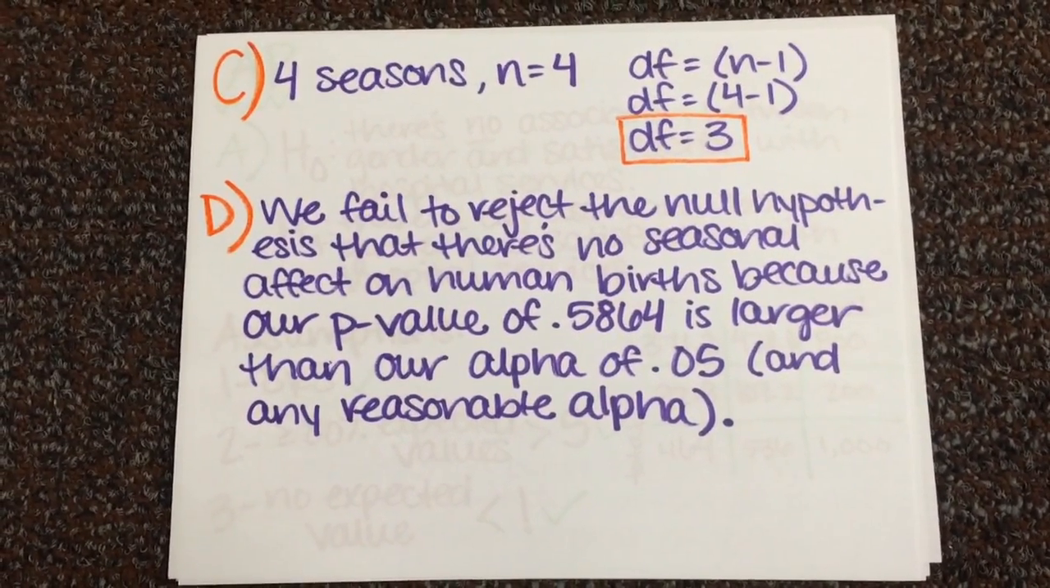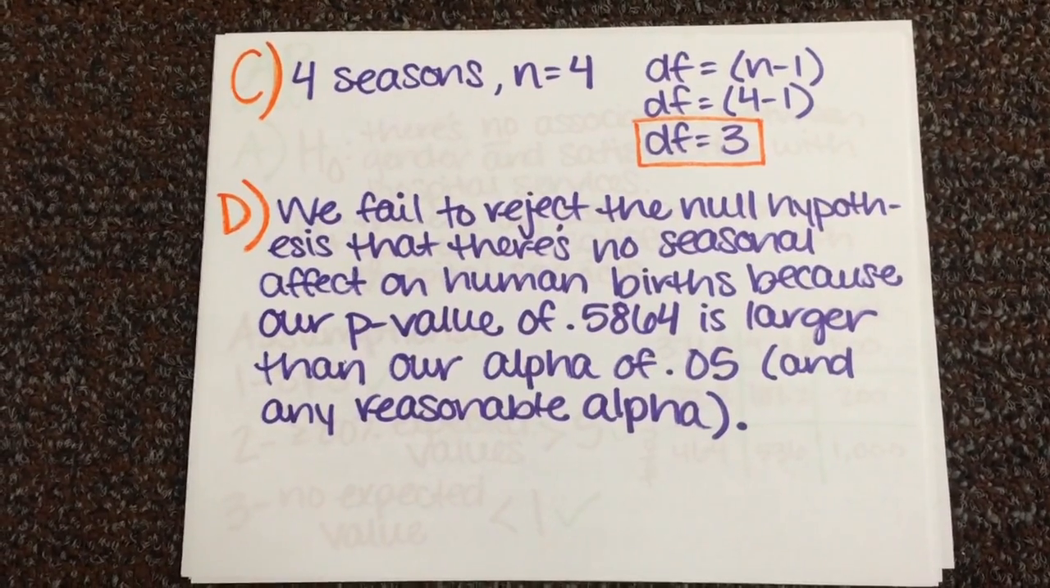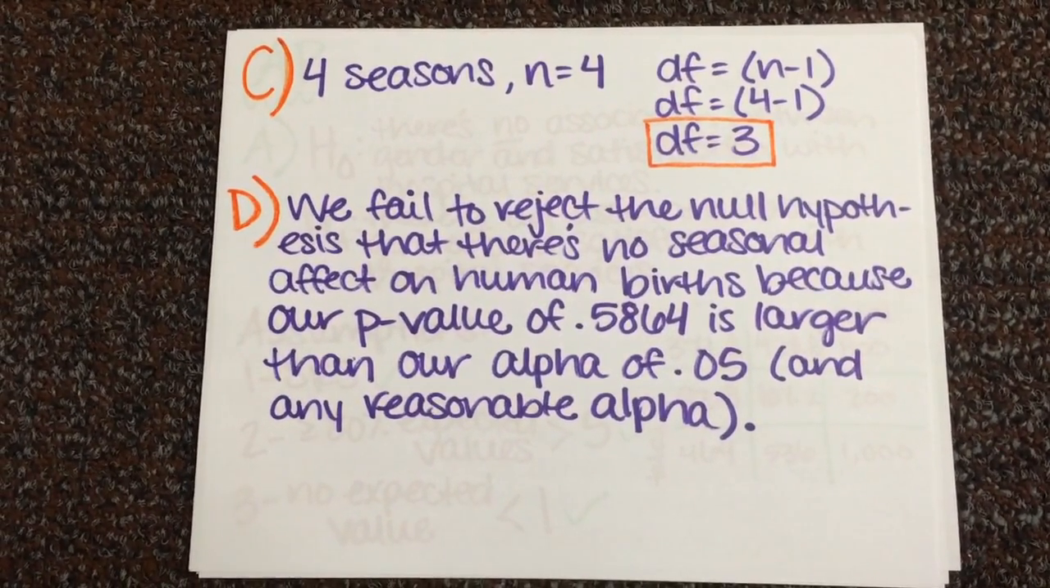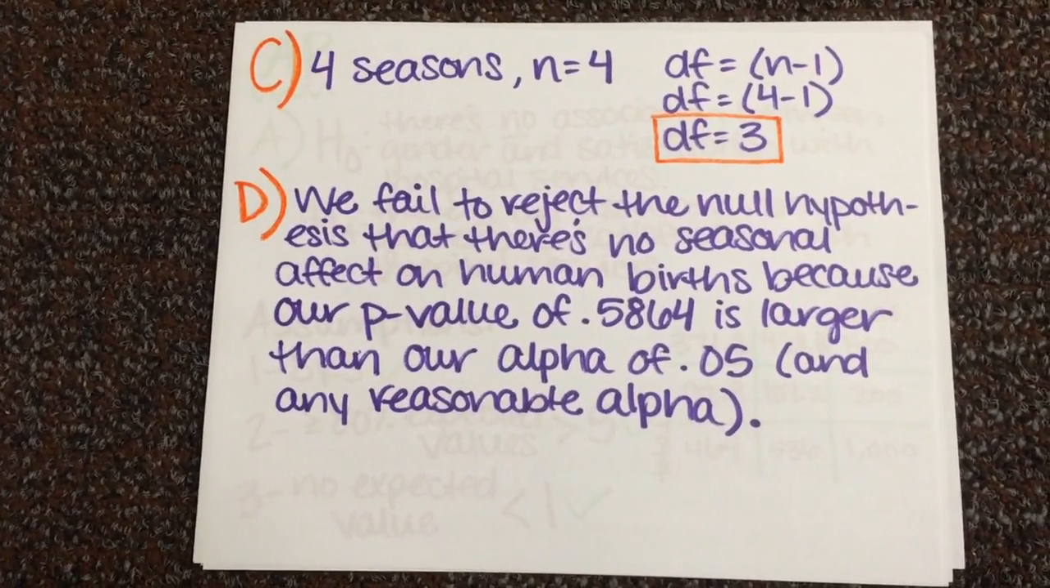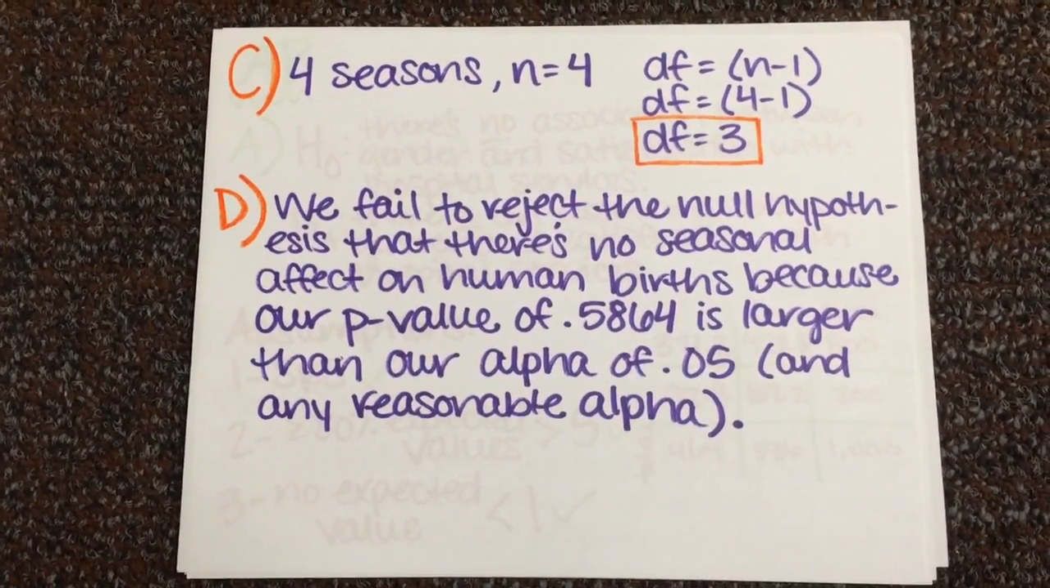We failed to reject the null hypothesis that there is no seasonal effect on human births because our p-value of 0.5864 is larger than our alpha of 0.05 and any other reasonable alpha.